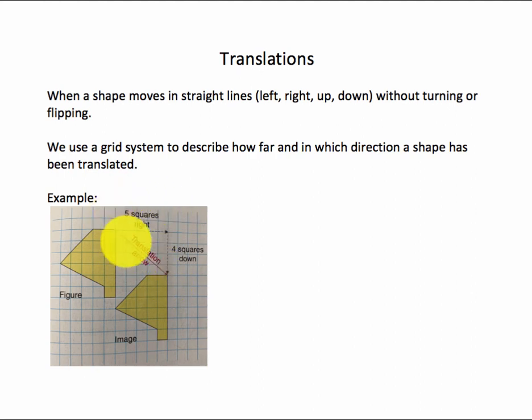So this example shows moving right first, so I'm going to go 1, 2, 3, 4, 5 squares to the right, and then 1, 2, 3, 4 squares down. And then there's this thing here called a translation arrow. And a translation arrow just shows again that we're starting with this figure and we're moving in this direction to the image. So to get from the figure to the image in this case, we have to translate 5 squares right and then translate 4 squares down, or 4 squares down, 5 squares right.